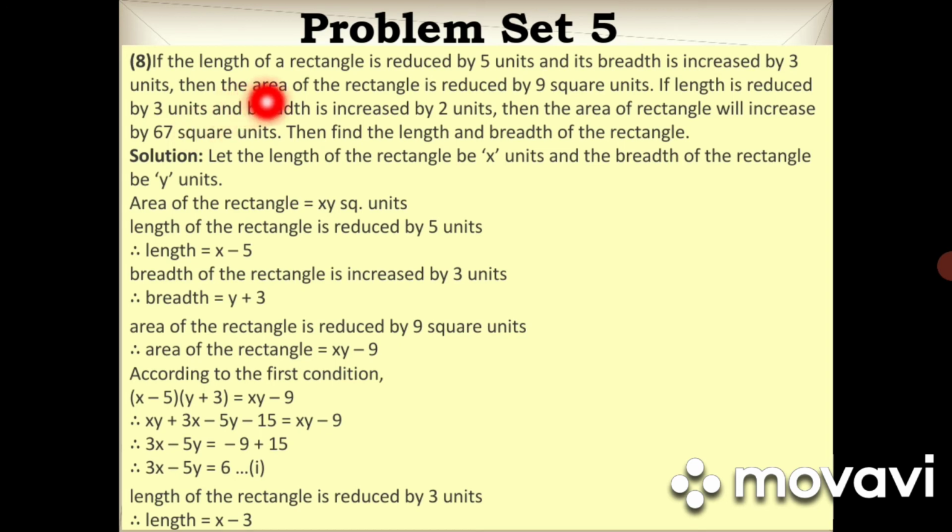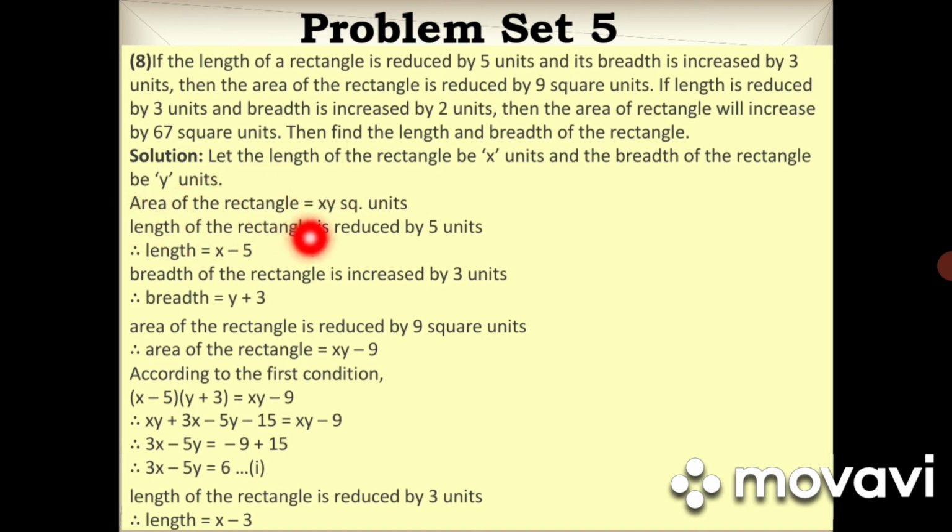If the length of a rectangle is reduced by 5 units and its breadth is increased by 3 units, then the area of the rectangle is reduced by 9 square units. If the length is reduced by 3 units and breadth is increased by 2 units, then the area of the rectangle will increase by 67 square units. Then find the length and breadth of the rectangle. Solution: let the length of the rectangle be x units and the breadth of the rectangle be y units.